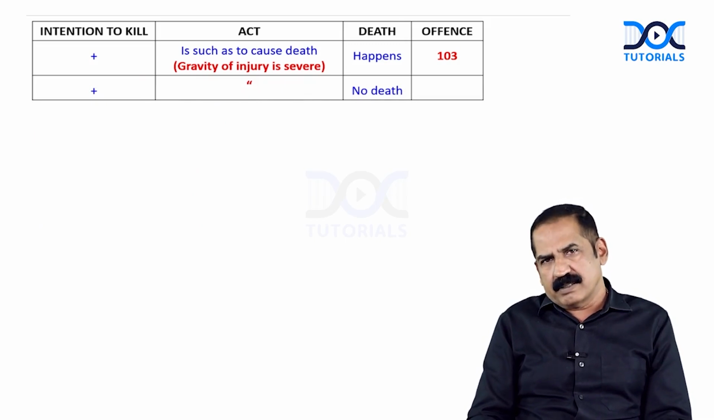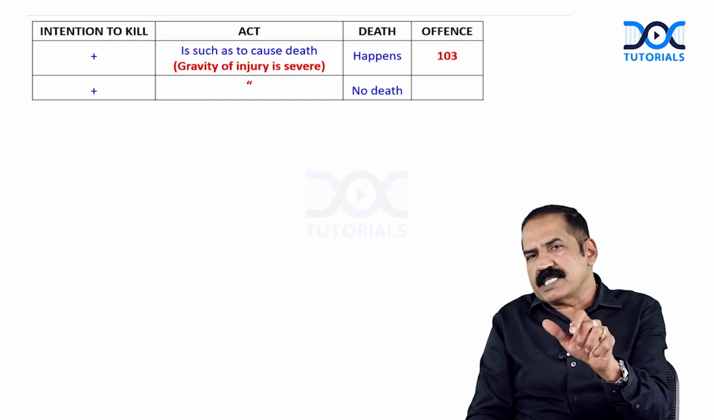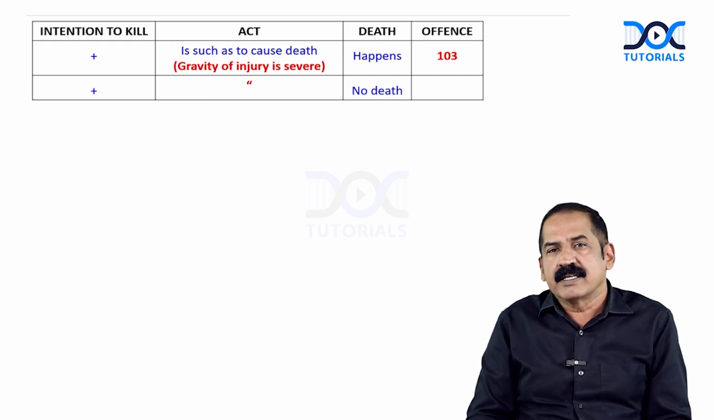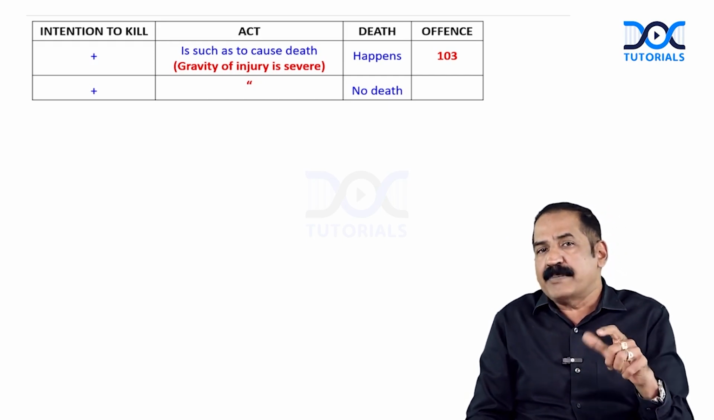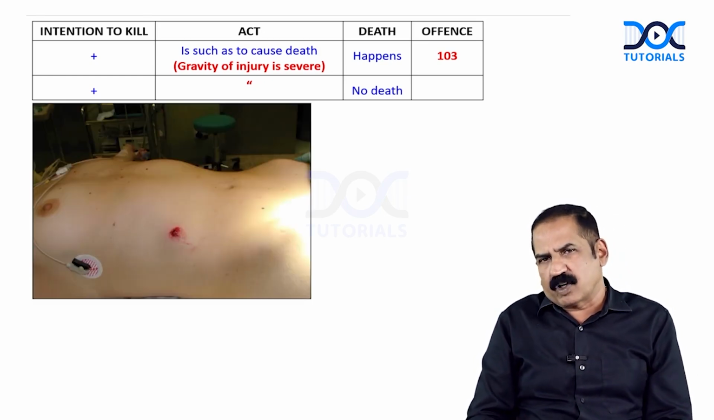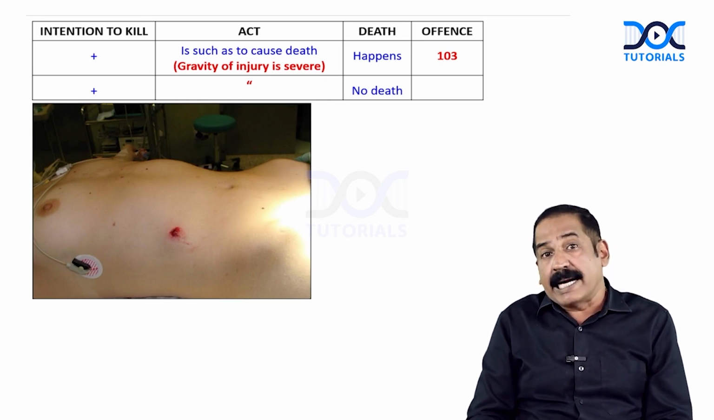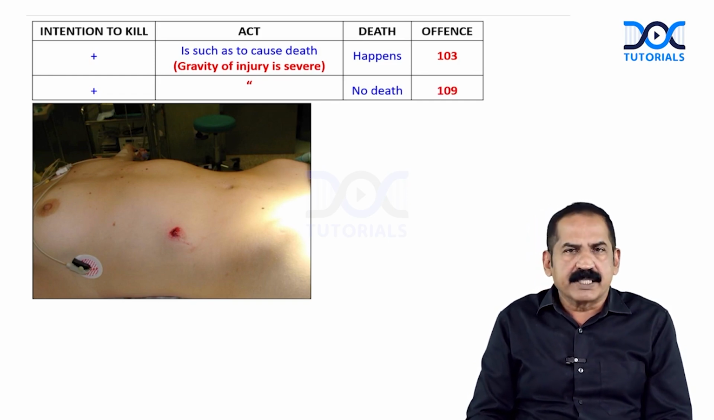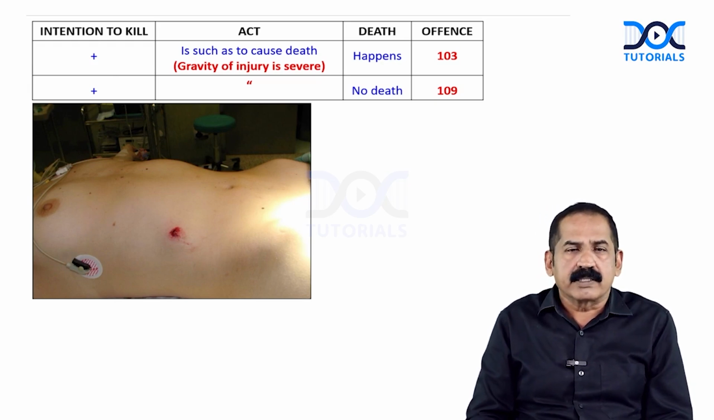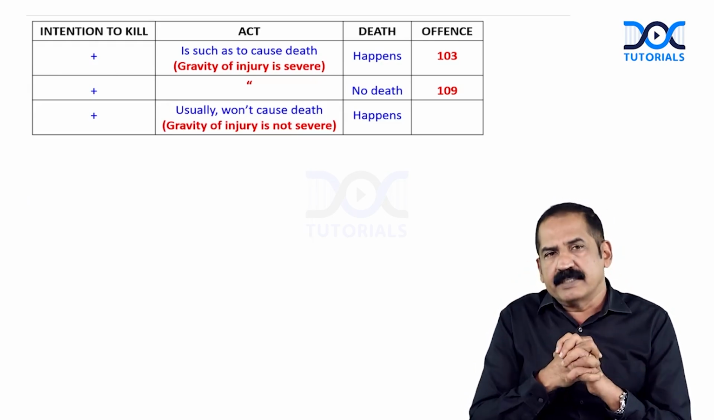Okay. Meantime, I get an intention to kill. Then I cause or inflict an injury on the victim. Gravity of injury is severe, but the person does not die. Then I am punishable under attempt to murder. Okay. For example, I take my gun, shoot at a person, the projectile enters into the abdomen. Immediately he is taken to the hospital, surgeons repair, and he survives. Now, I am punishable for attempt to murder under section 109 of Bharatiya Nyaya Sanhita. You understood?